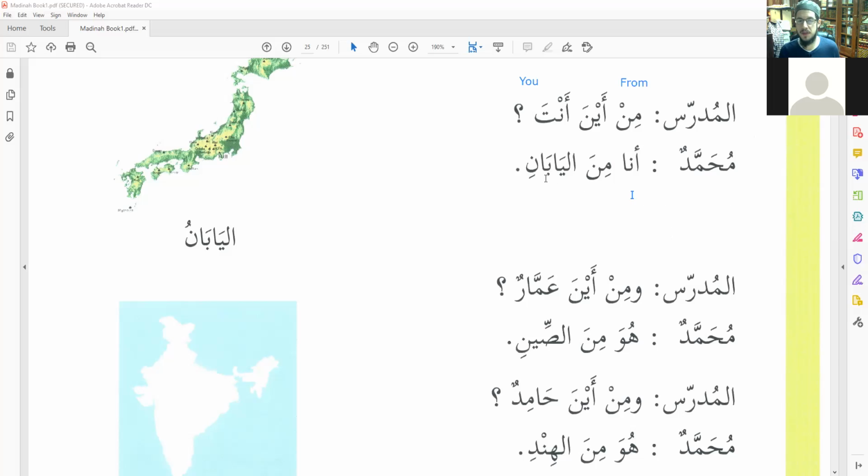Obviously Al-Yaban, here we have a nice beautiful picture. Al-Yaban is Japan. So now we can tell that in this conversation we're going to be talking about where people are from. And Muhsin did an excellent job of throwing that kasra underneath Yaban because it's after min. Min is a preposition, and so the ism after it is going to be majroor with a kasra. So what does this sentence mean? I'm from Japan. Excellent work.